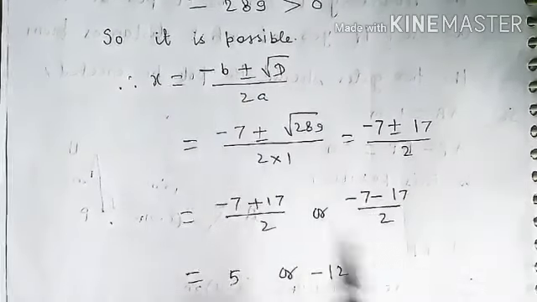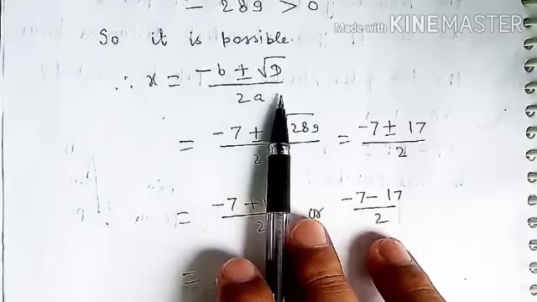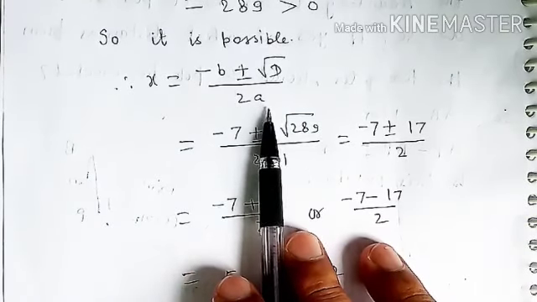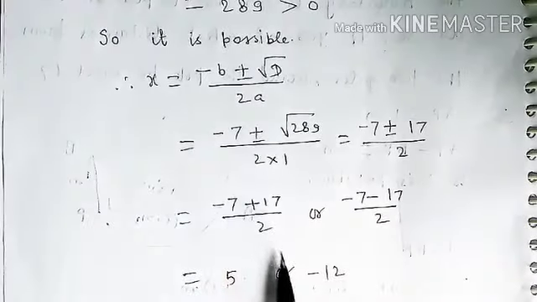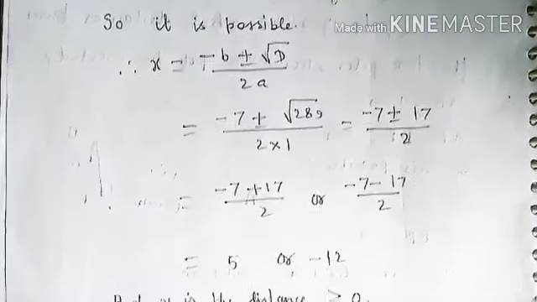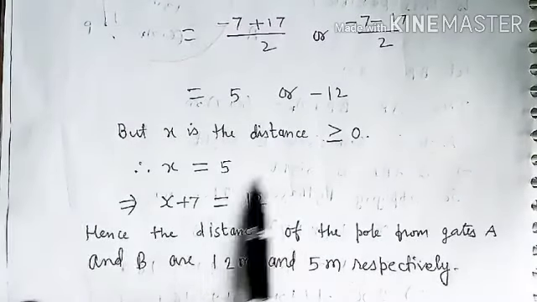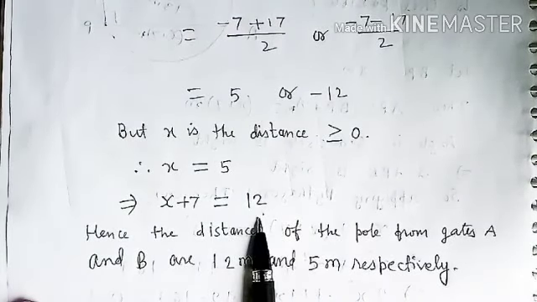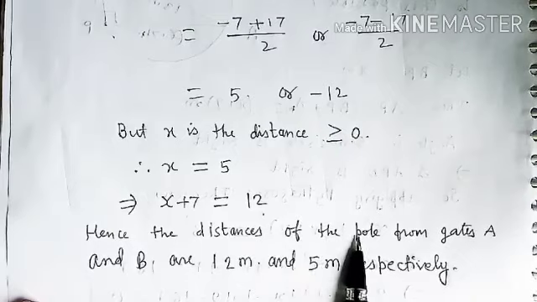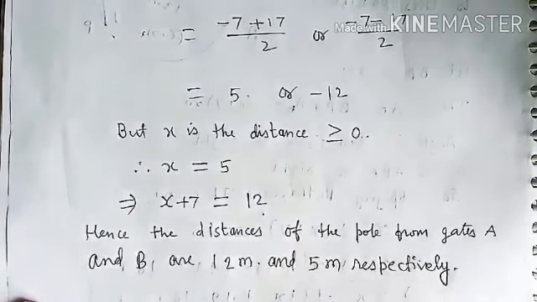Now we find x. x is minus b plus minus square root of d by 2a. On putting the values of b, d and a, we have x as 5 or minus 12. But x is the distance, so it will be non-negative. Therefore, x is equal to 5. This implies that x plus 7 is equal to 12. Hence, the distances of the pole from gates A and B are 12 meter and 5 meter respectively.